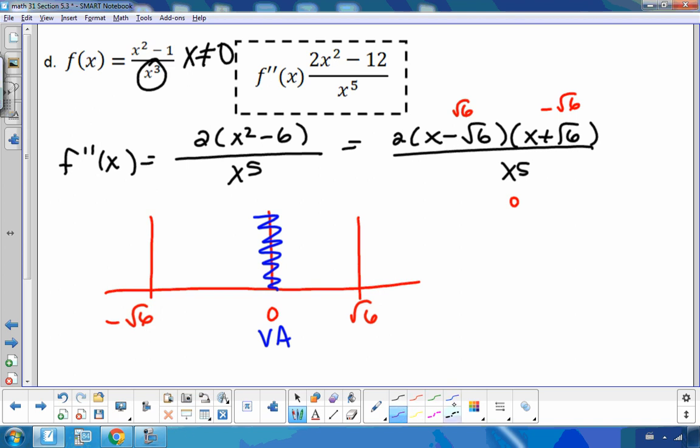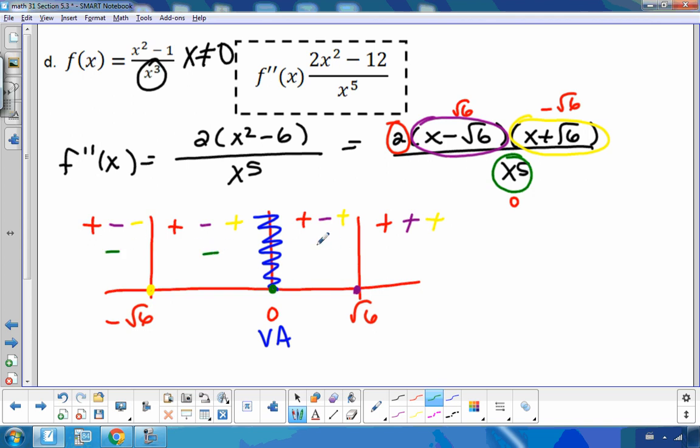So I have the number 2, which is positive in all intervals. So I'll note that. Then I have x minus root 6, and that's 0 right here. So to the left it's negative, to the right it's positive. X plus root 6 is 0 right here. So to the left it's negative, to the right it's positive. And then x exponent 5 is 0 right there. So to the left it's negative and to the right it's positive. So let's put this all together.